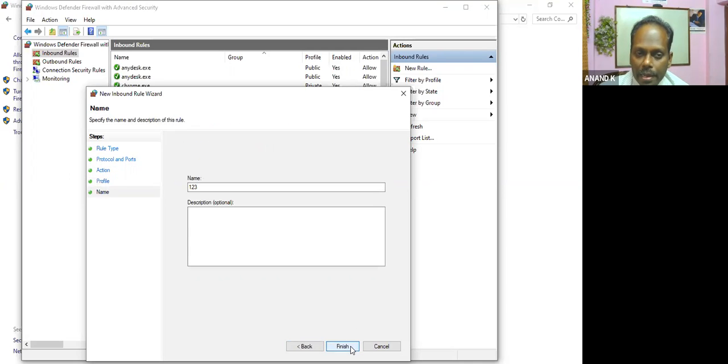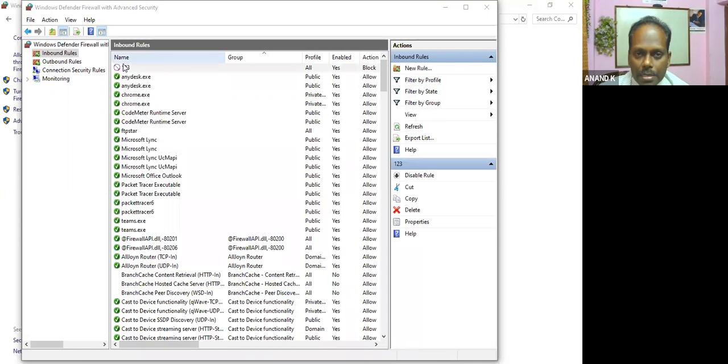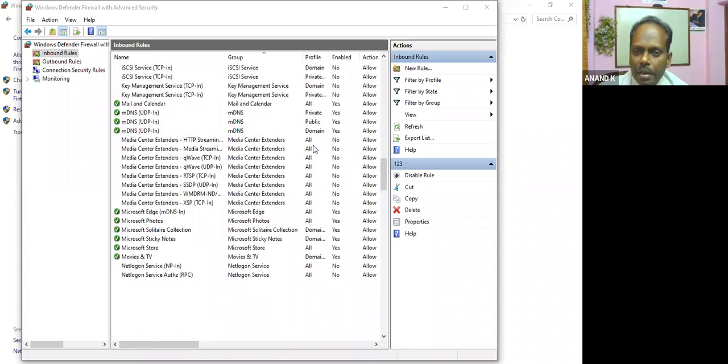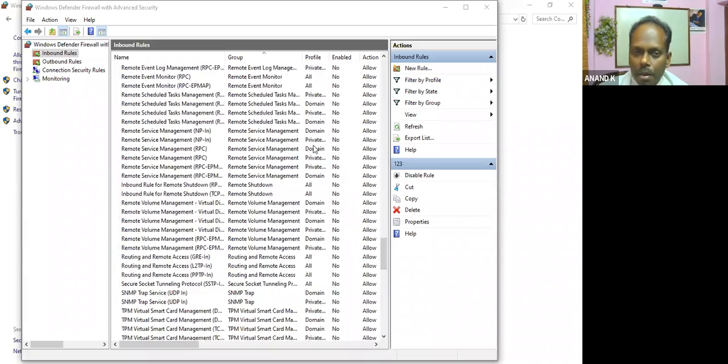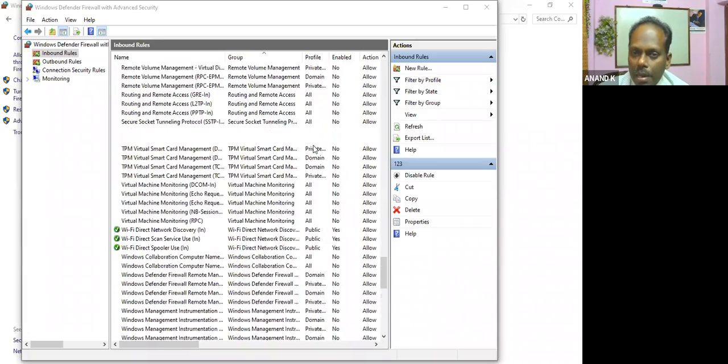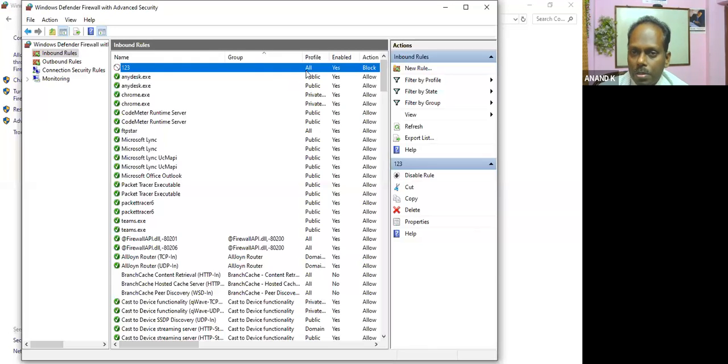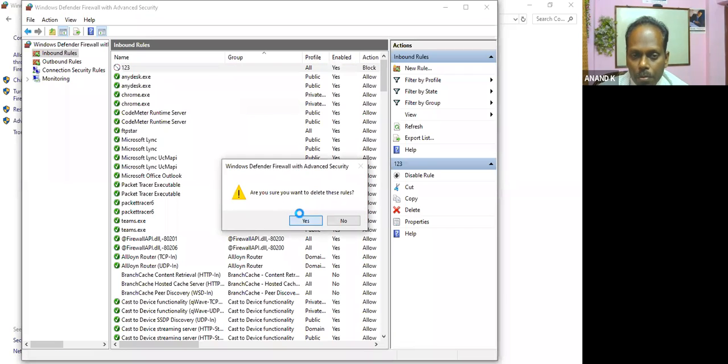If you say next, finish, it is highlighted at the top that a block rule is there. The rest, you can see, are allow rules. There can be deny rules also, whether block or allow. If there is no allow, then it is an indication that a block rule is there. You can again deny these particular rules, or remove this particular rule.